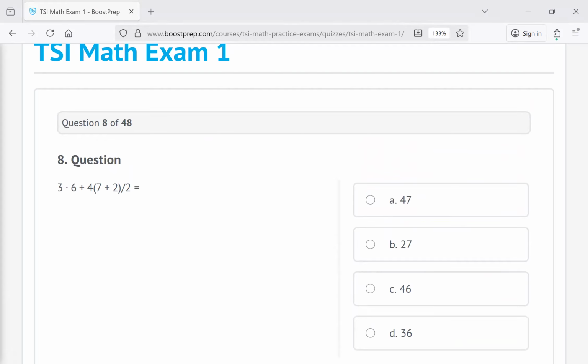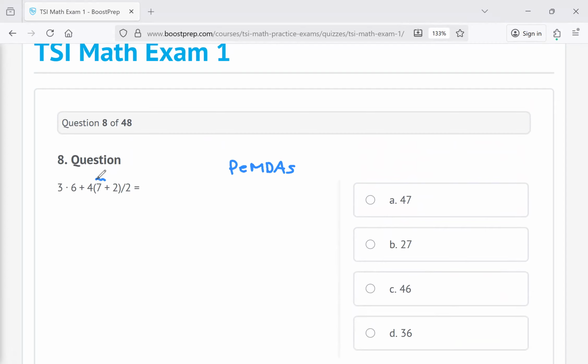Okay, question three. We have an order of operation problem. We have 3 times 6 plus 4 parentheses 7 plus 2 all over 2. So if you want to write out PEMDAS, that's fine. It's basically order of operations. So the P stands for parentheses. Do we have a parentheses?